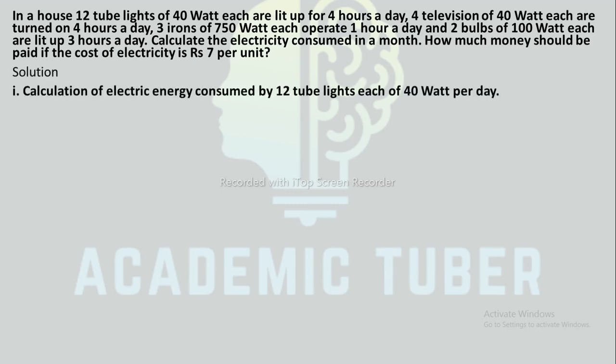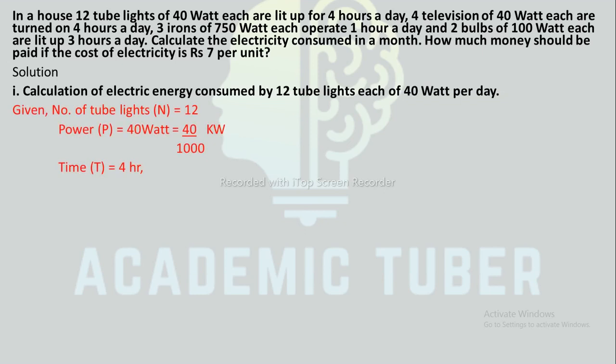First of all, we are going to calculate the electrical energy consumed by 12 light bulbs, each of 40 watt, per day. It is given there are 12 light bulbs, that means number of lights N equals 12, and power is given as 40 watt. Now we convert watt into kilowatt by dividing 40 by 1000, and time is given as 4 hours. Using the formula of electric power consumption, N into P into T, we get the electrical energy consumed by 12 light bulbs, which equals 1.92 kilowatt hour.